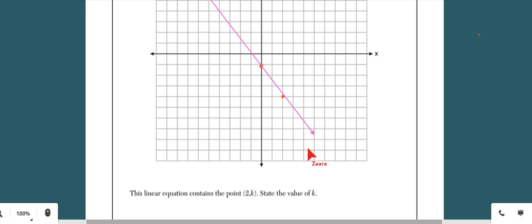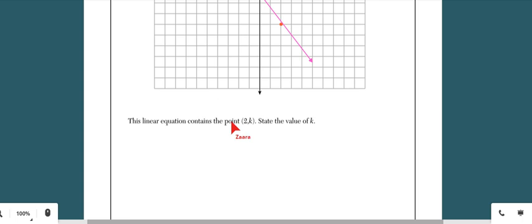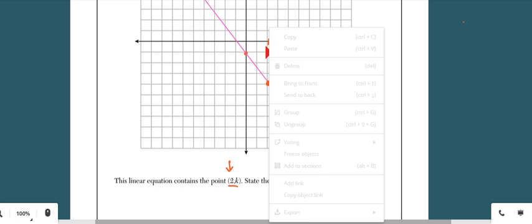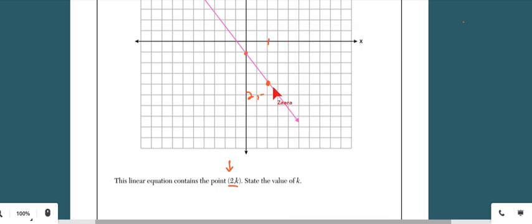Okay, this equation. So what does it mean? That means if you just take the value of x as negative 2, what is the value of k? What is the main question? If you take the value of x as negative 2, what is the value of k at that point? So this is the value of x, and the y value is 1, 2, 3, 4. So they are talking about this point, which is negative 2, negative 4. So the value of k is negative 4.